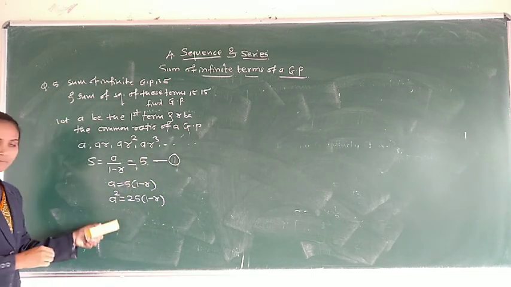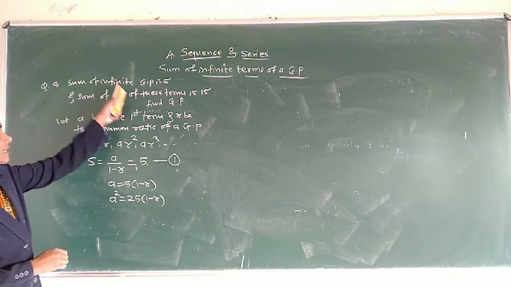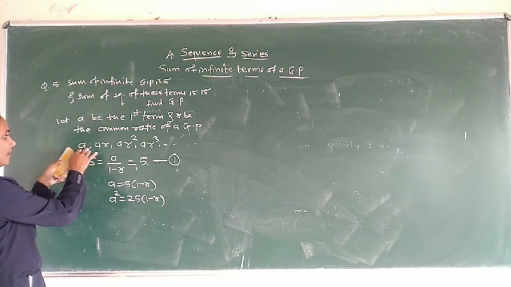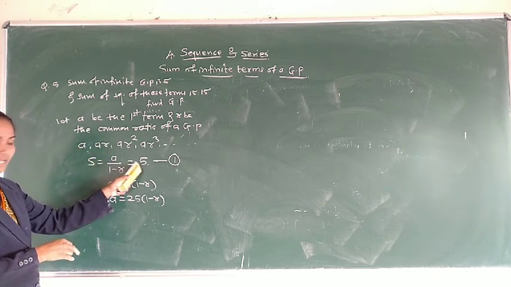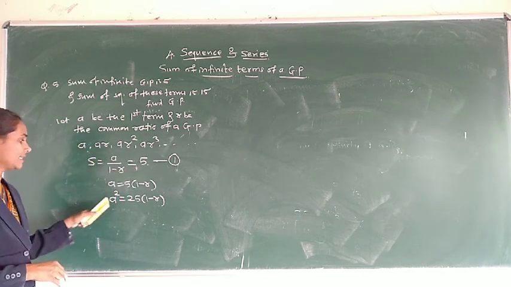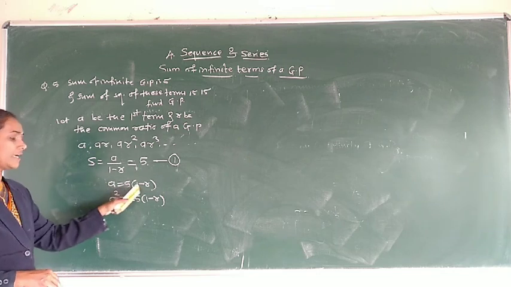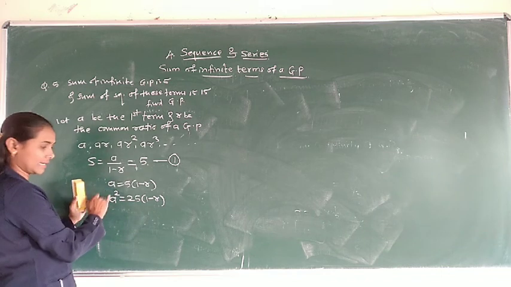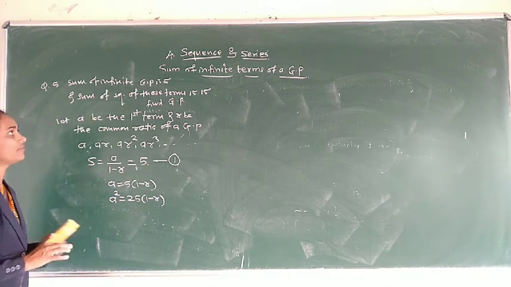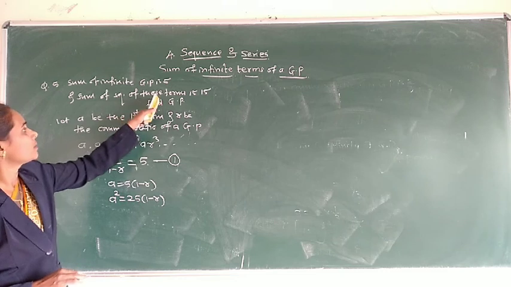We simplify this first condition. Sum of infinite GP is 5. So this is our GP, and the sum of infinity is 5 we have given. First we write the formula. We simplify this equation. A is equal to 5 into 1 minus R. This becomes A square with squaring on both sides. Therefore we get this. Now we have given that sum of squares of these terms.